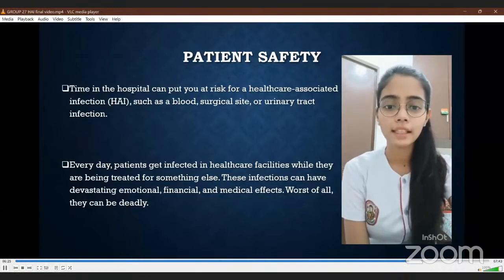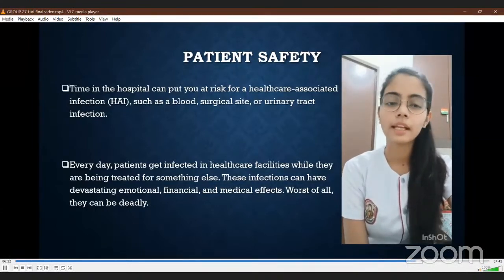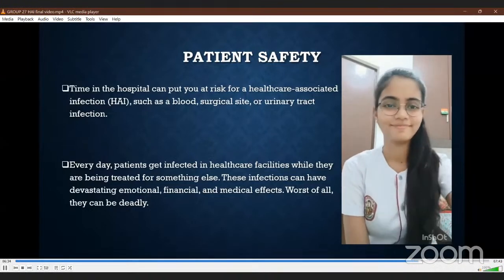Protect yourself and your family from these kinds of infections. Keep your hands clean. Regular washing of the hands is the best way. Take antibiotics only when needed. Watch for the signs of infections and their complications such as sepsis, and get vaccinated on time. Thank you.